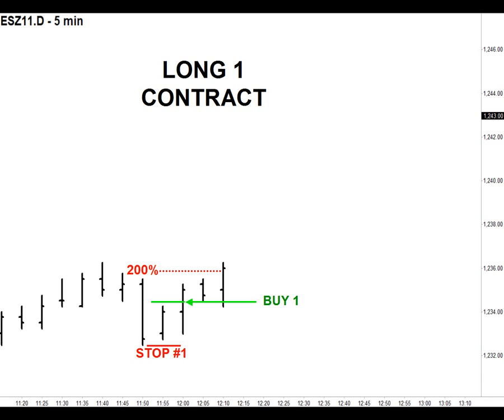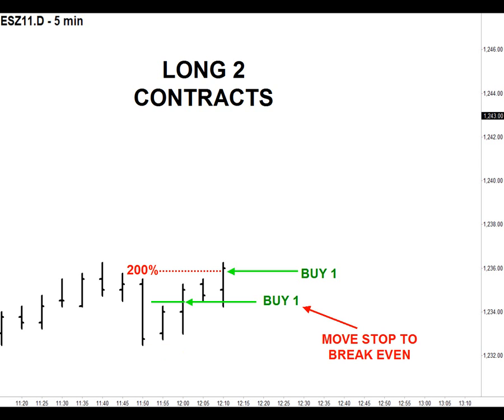What we're going to be doing now is buying one more contract. So at this point, we're now long 2 contracts. Instead of exiting at the 200% range level, we're actually increasing our share size. So now we are long 2 contracts. And as well, once we do that, we are moving our stop to break even. So now we're moving our stop of 2 contracts to the break even of our original entry.